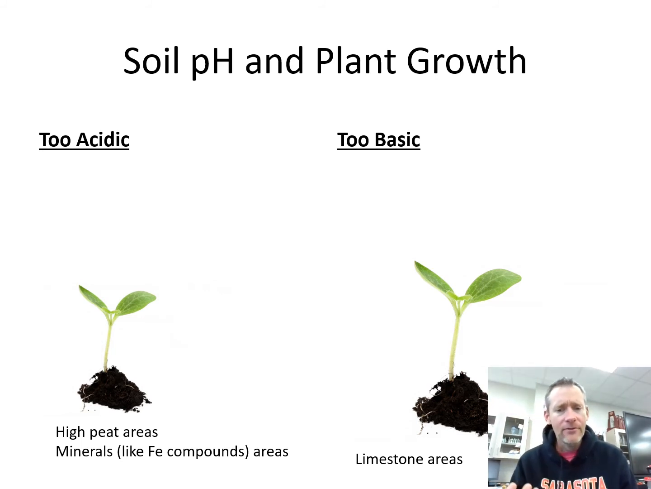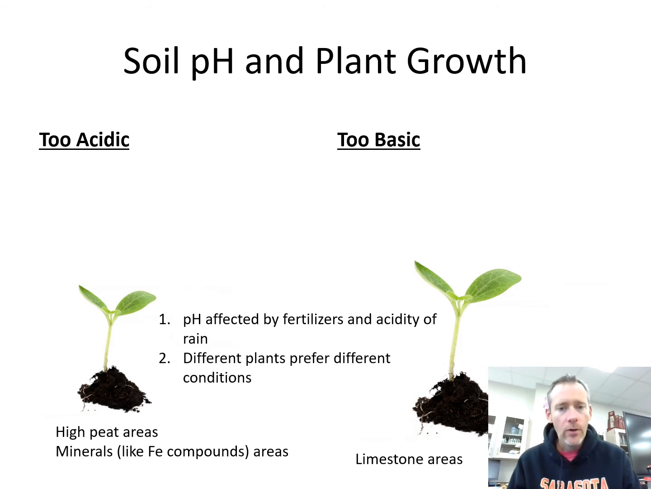So you'll see a lot of pH that's higher than normal in Florida. So what we have to do is add some fertilizers or acidity to these basic solutions, or if you're acidic, you have to add some base to the soils. So how does pH change? Fertilizers or acid rain can cause these soils to change, and different plants prefer different conditions.